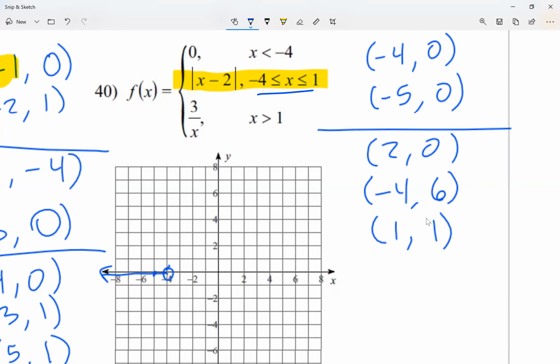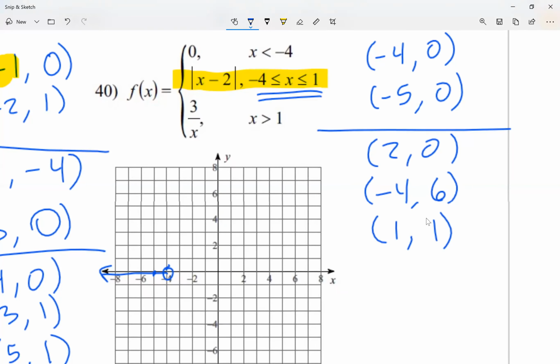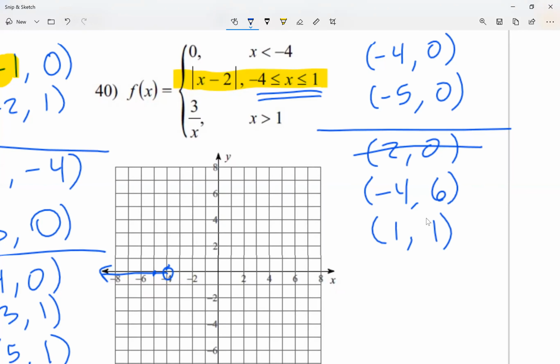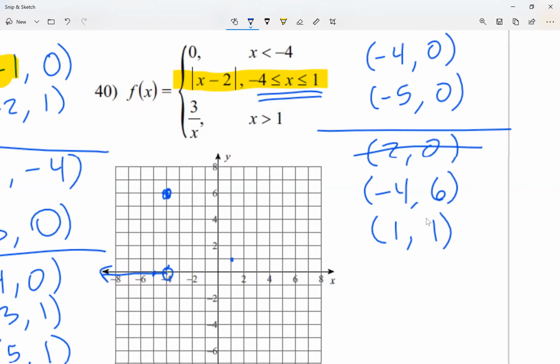But let me ask you guys this. The values of x that I can choose are from -4 to 1. I cannot choose that point, right? Because x is 2. It's outside of my range. I'm not gonna choose that point. Now I have the point (-4, 6), which is a closed circle. Have the point (1, 1), which is a closed circle as well. And I'm just gonna connect them.